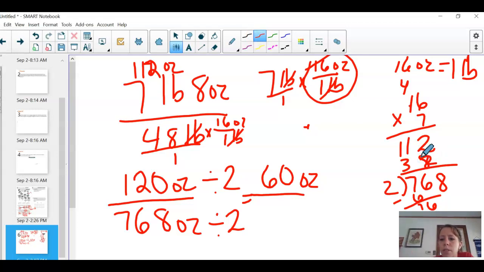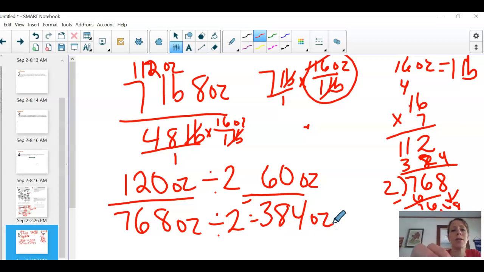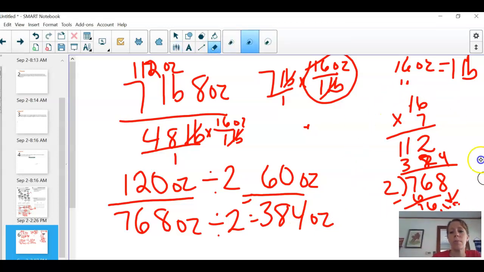Okay, 16, sorry, and then my 8 will come back down. Sorry if you can't see that. So my answer is 384. I can see right away I can divide out another 2, so I could have divided by 4.